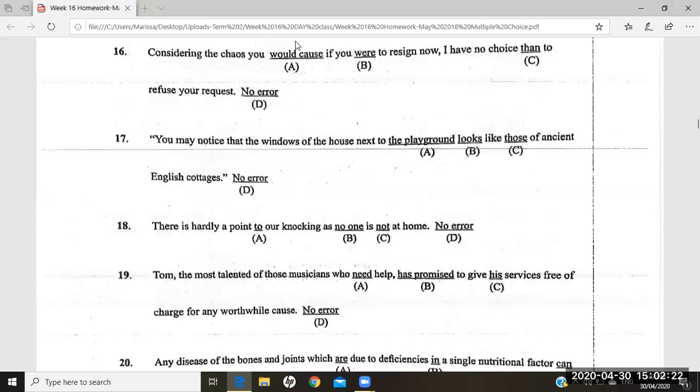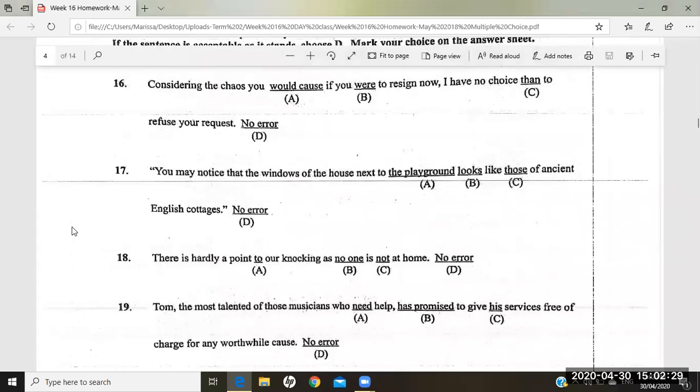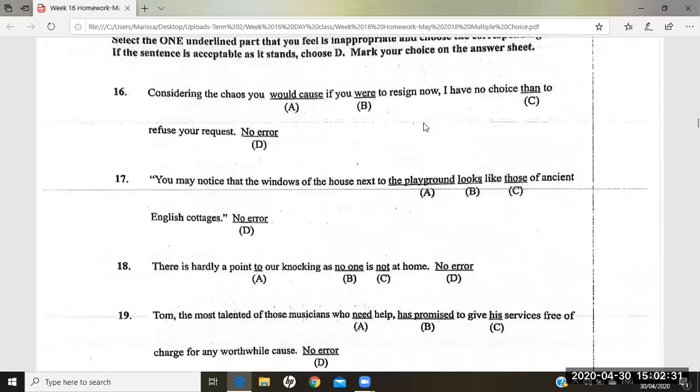Cheyenne, 16 to 20. Number 16, read the sentence and then give me your response. Considering the chaos you would cause if you were to resign, I have no choice than to refuse your request. See?